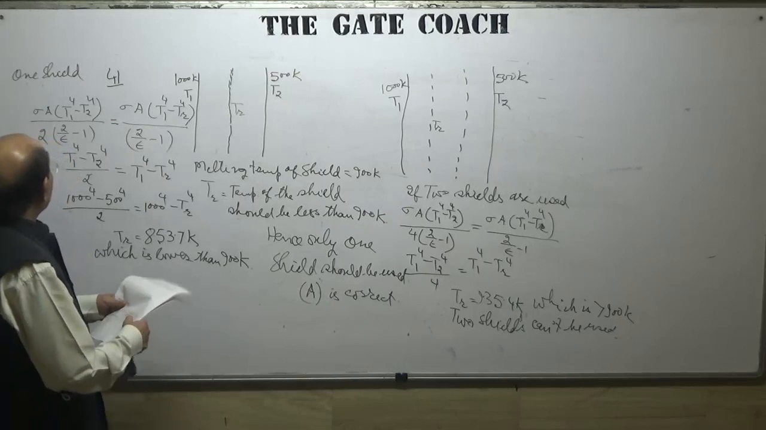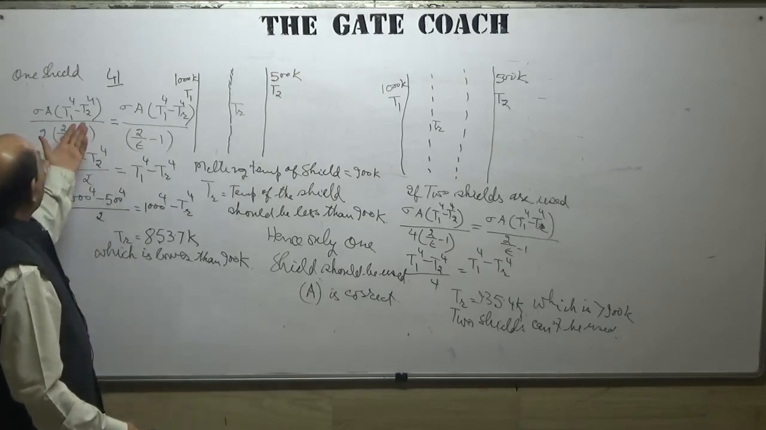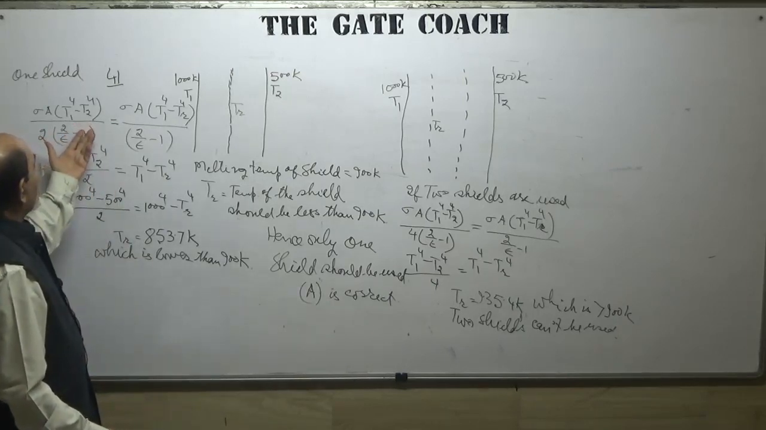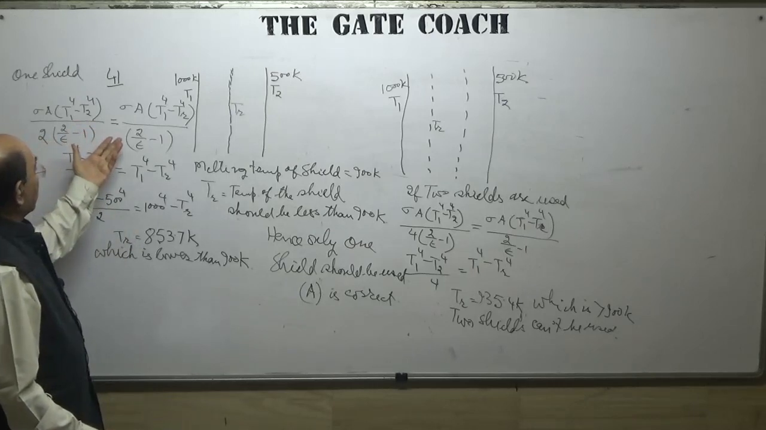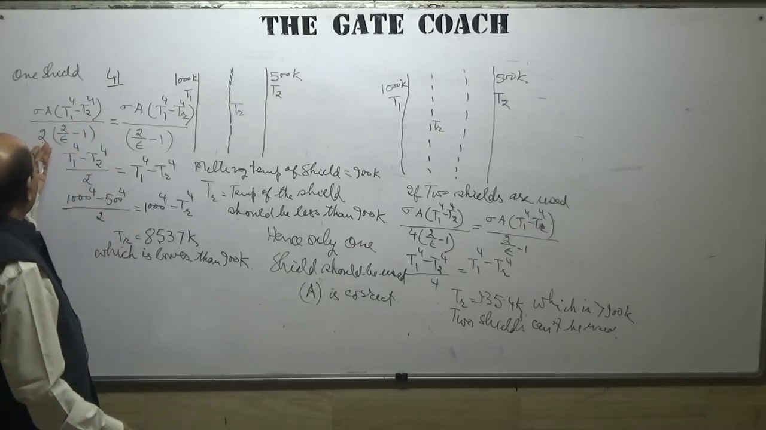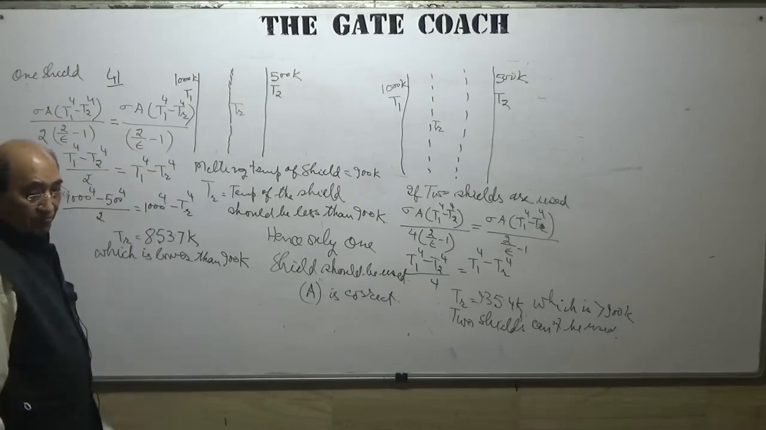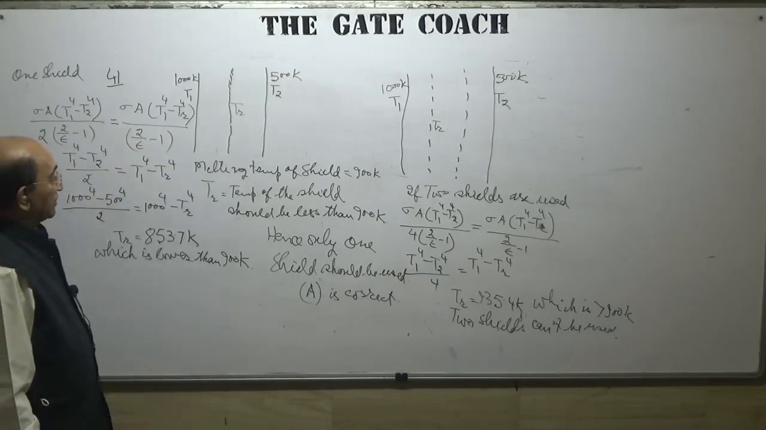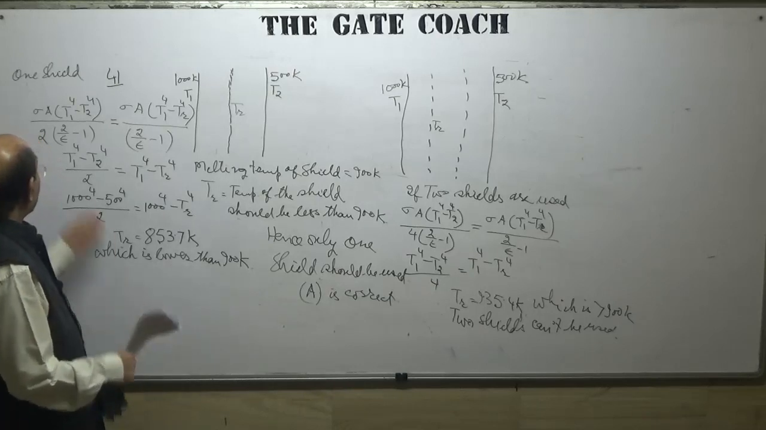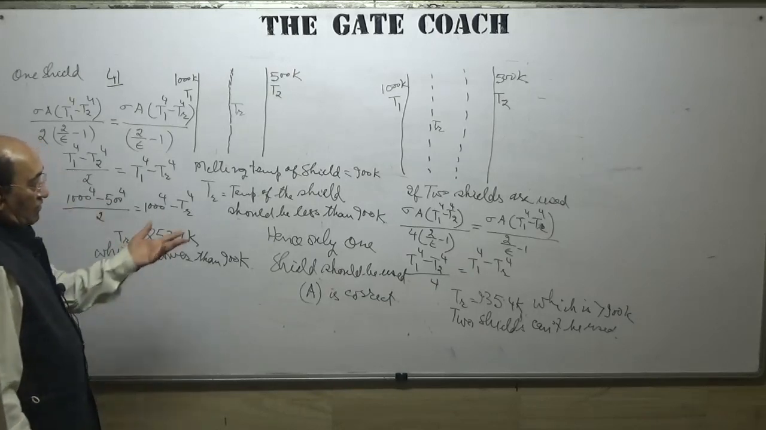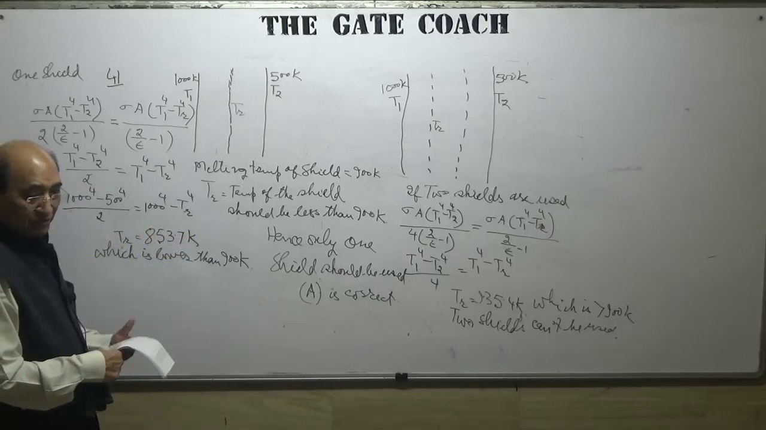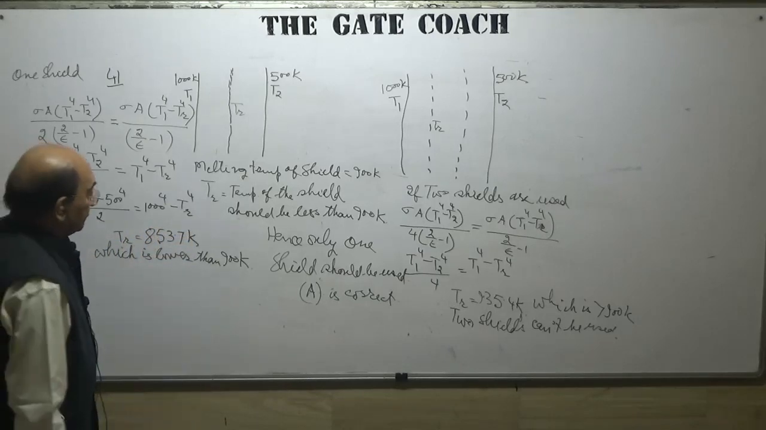So in this question, what you should know basically, that heat transfer will be getting reduced by half when one shield is being used. When two shields are being used, this will become 1 by 4. And rest you have to substitute the values and get the answer.